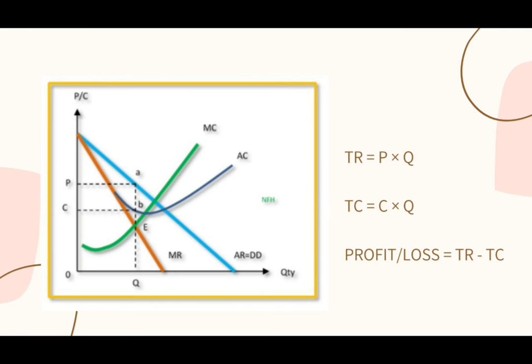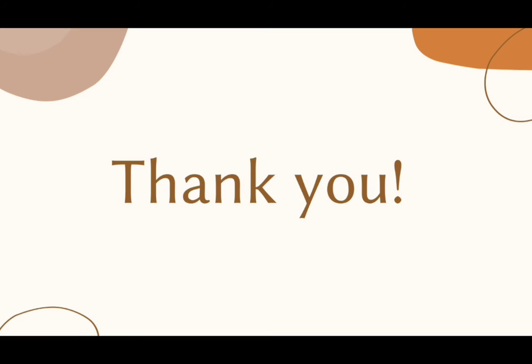that is at point B. Going to the side, we get C, which is the average cost. Then we can get the total cost, which is C multiplied by Q. So we already have the total revenue and the total cost. Then we can calculate the profit, which is the total revenue minus the total cost, equal to the profit, which is supernormal profit. That's all from me.